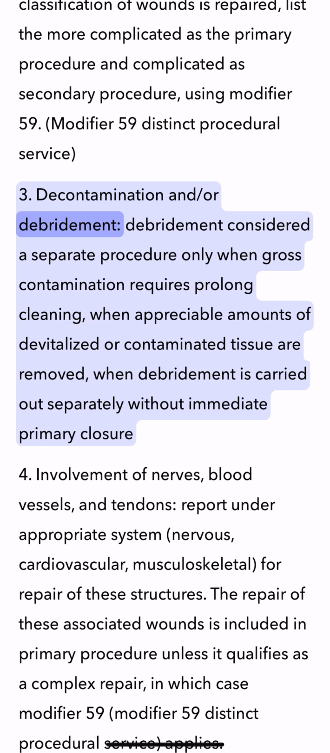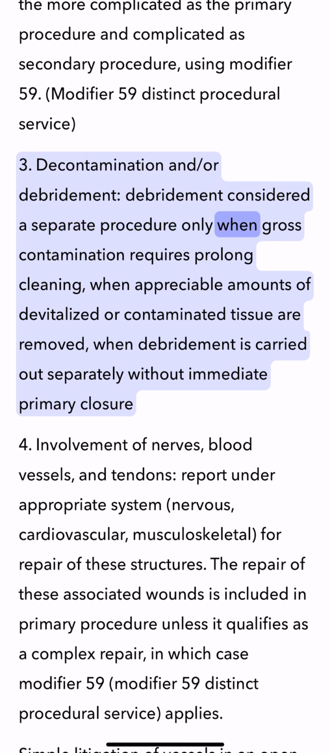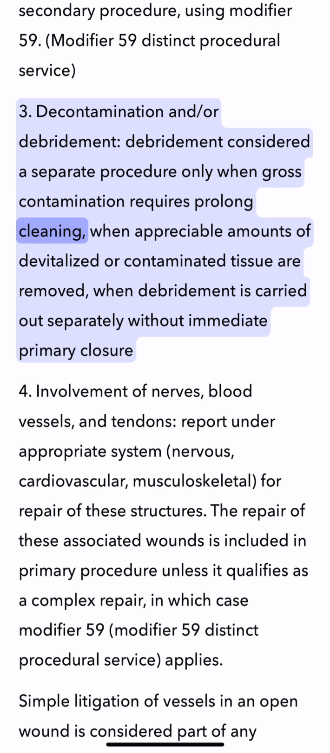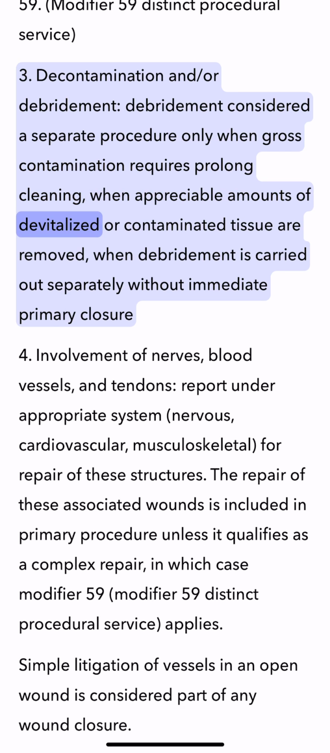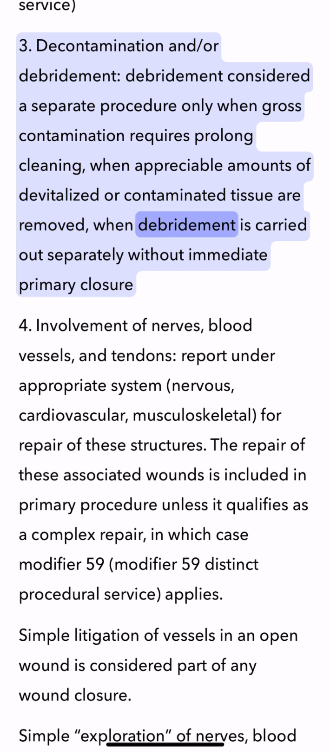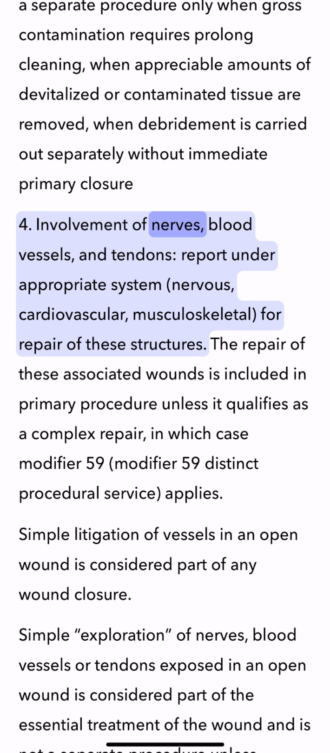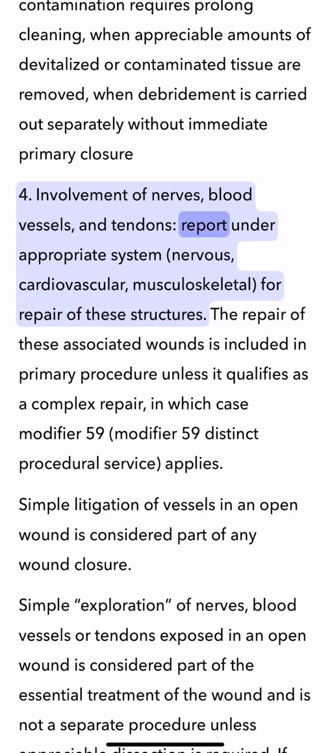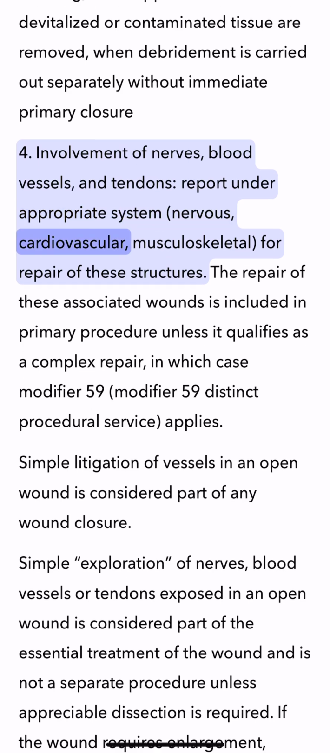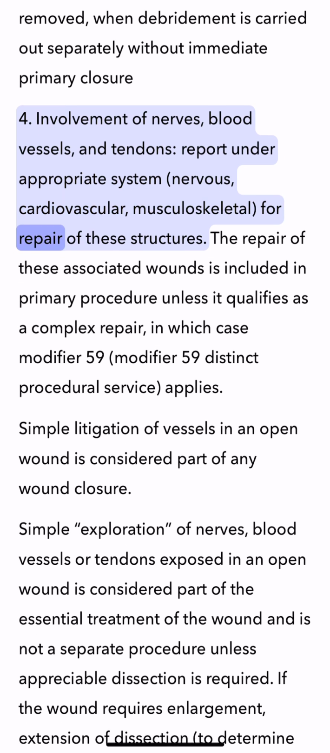3. Decontamination and/or debridement. Debridement is considered a separate procedure only when gross contamination requires prolonged cleaning, when appreciable amounts of devitalized or contaminated tissue are removed, or when debridement is carried out separately without immediate primary closure. 4. Involvement of nerves, blood vessels, and tendons. Report under the appropriate system, nervous, cardiovascular, musculoskeletal, for repair of these structures.